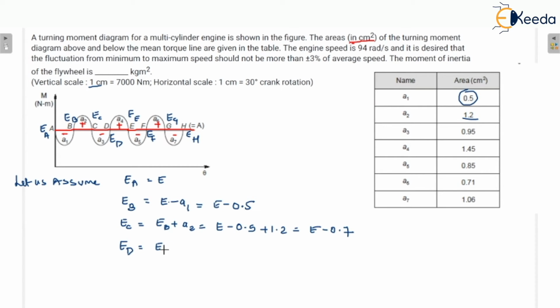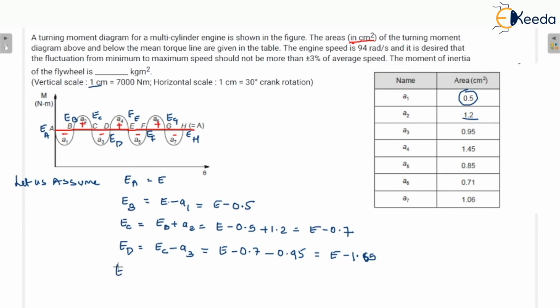Now, similarly, you can find out ED. That would be EC, you have to do the same procedure. EC minus A3, because A3 is below the T mean line. So what is EC? EC is E minus 0.7. And what is A3? A3 is 0.95. So here I am going to write 0.95 and you will get 1.65. That means E minus 1.65.